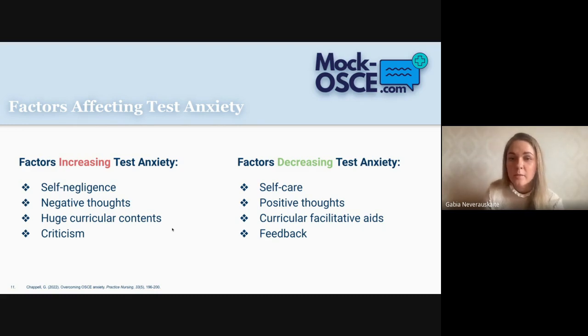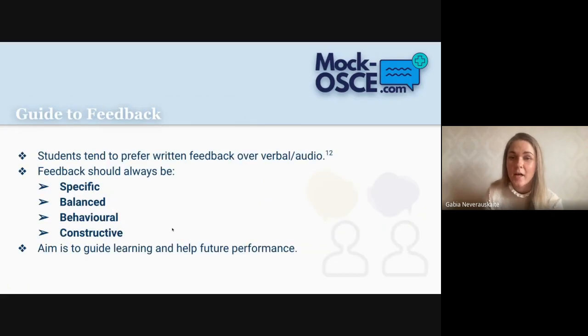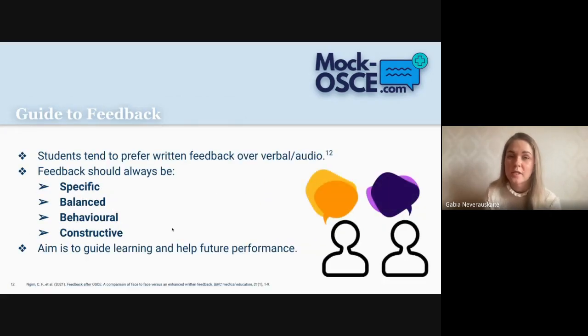The feedback should be behavioral. It should focus on observed action that is seen in the exam. So we're not focusing on their personality, we're focusing on simply what we saw in their exam. So saying the student showed empathy as opposed to saying that the student was empathetic. We're only judging their performance.